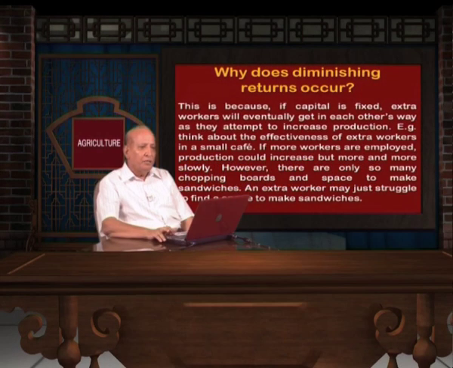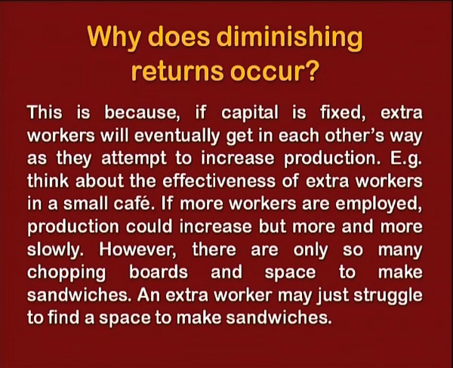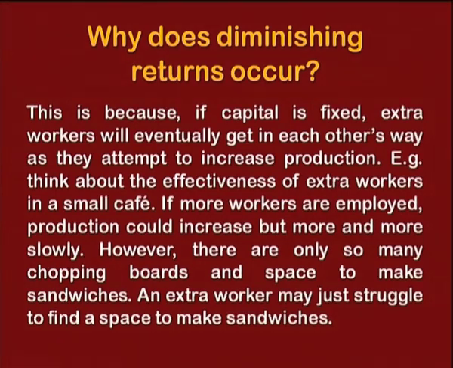Why does diminishing returns occur? This is because if capital is fixed, extra workers will eventually get in each other's way as they attempt to increase production. Think about the effectiveness of extra workers in a small cafe. If more workers are employed, production will increase, but more and more slowly. However, there are only so many chopping boards and so much space to make sandwiches. An extra worker may just struggle to find a space to make sandwiches.